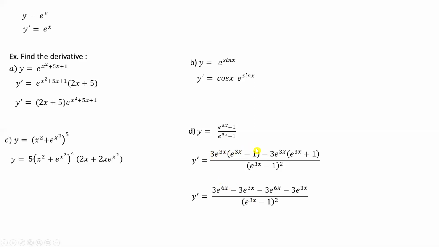3 e to the 3x times minus 1. Minus 3 e to the 3x times e to the 3x. Add your exponents. There's another 3 e to the 6x. And minus 3 e to the 3x times 1. I think we have some like terms here. The 3 e to the 6x minus 3 e to the 6x, those will be gone. And minus 3 e to the 3x minus another 3 e to the 3x gives us minus 6 e to the 3x. All divided by e to the 3x minus 1 squared.